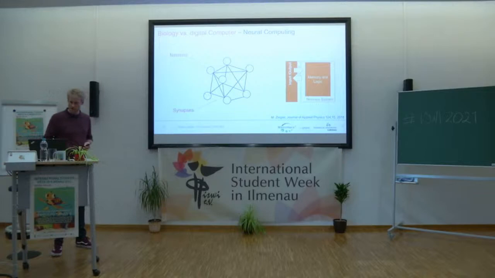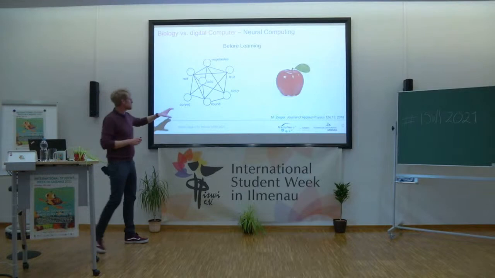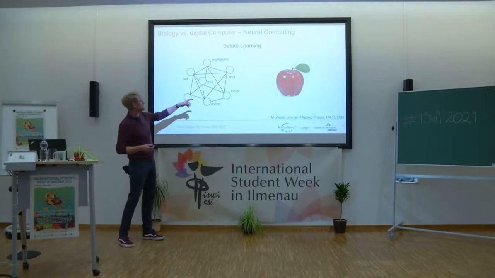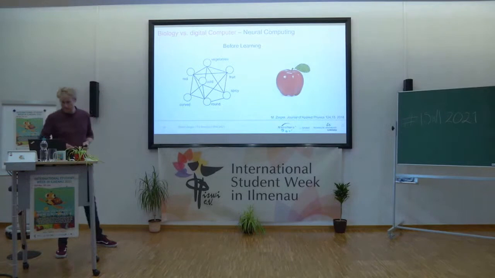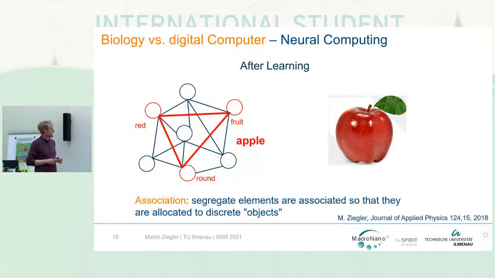Let's try to teach the network something simple, an apple. All the neurons might stand for different aspects which you might associate with the apple or not. For example, an apple is round, an apple is a fruit, an apple is red, and typically not spicy. Then my creativity was a little bit at its end at that point. Nevertheless, it's just a poor example. So this is before learning, and now our network learns about an apple. Learning means we have an association of the elements which make an apple: red, round, and it's a fruit, not a vegetable, and so on. So this is objective learning.